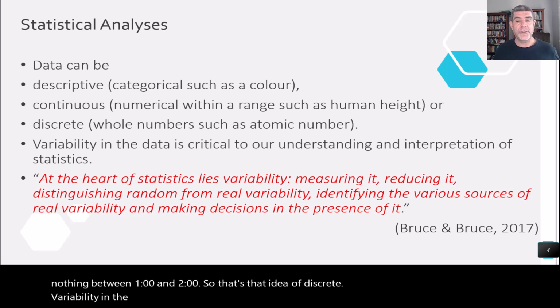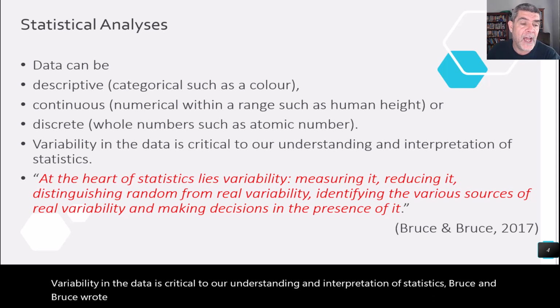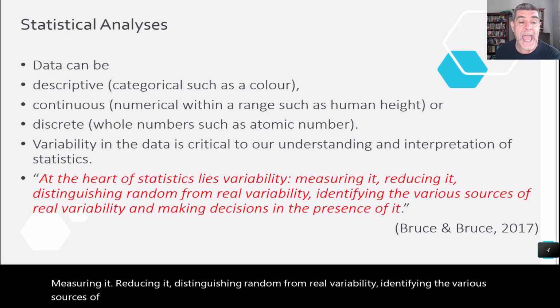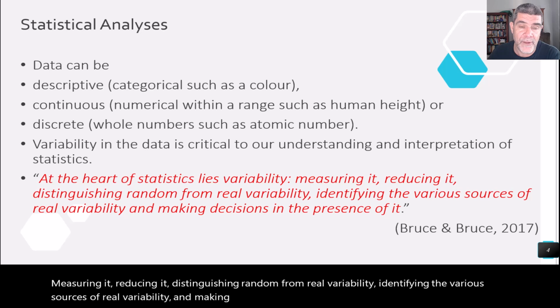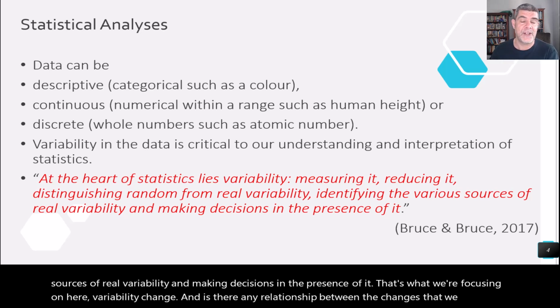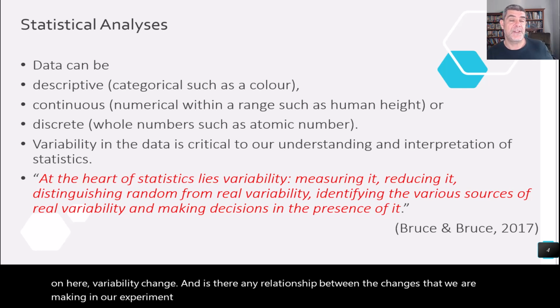Variability in the data is critical to our understanding and interpretation of statistics. Bruce wrote this: "At the heart of statistics lies variability. Measuring it, reducing it, distinguishing random from real variability, identifying the various sources of real variability, and making decisions in the presence of it." That's what we're focusing on here. Variability, change. And is there any relationship between the changes that we are making in our experiment and the measurements that we're seeing as a consequence of those changes?